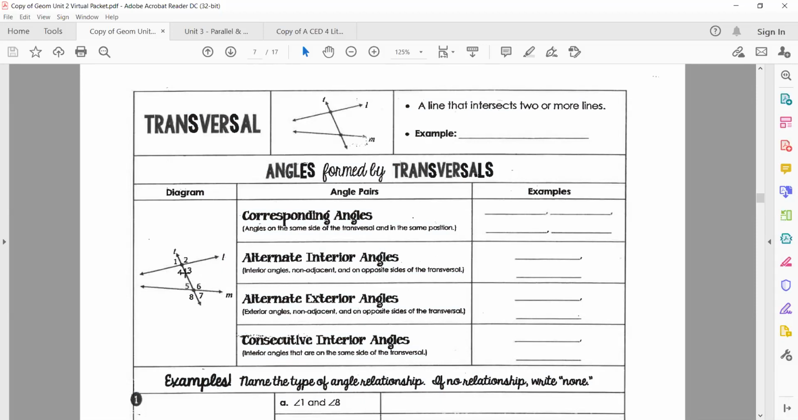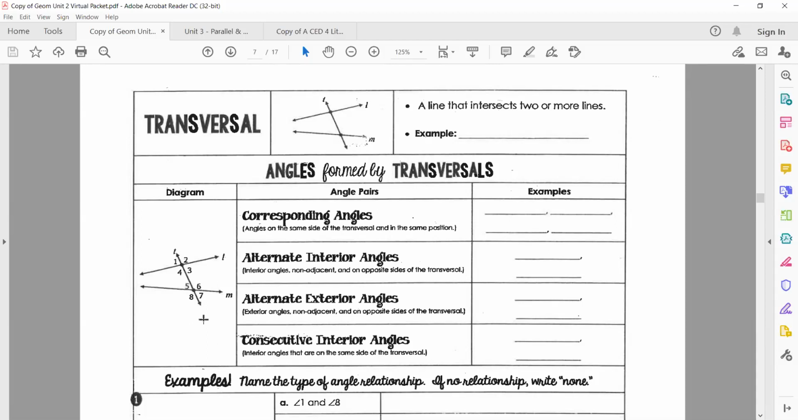So alternate interior just means if you pick angle 4, that's on the left side of the transversal. I need angle 6 to be the alternate interior angle. It can't be next to it. It says interior angles non-adjacent, so it's not the one next to it. You go across the transversal down to the other side, kind of in an X shape, if you will. 4 and 6 are alternate interior. 3 and 5 are also alternate interior. You notice they're only giving you two blanks to fill in for those.